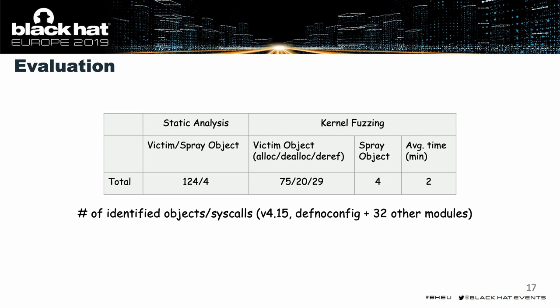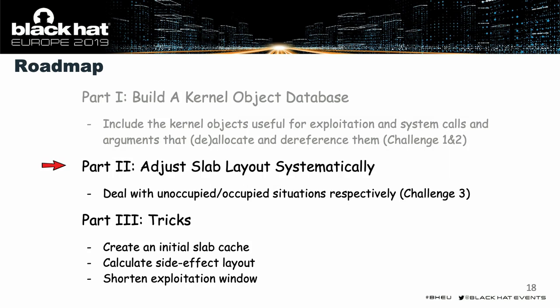Running against version 4.15 from the modules enabled by default node configuration and 32 other modules, the static analysis identifies 124 victim objects and 4 spray objects. Through kernel fuzzing, we further confirm allocations of 75 objects and dereferences of nearly 30 objects. Average fuzzing time is 2 minutes. Till now, we have resolved Challenge 1 and Challenge 2 by building a kernel object database.